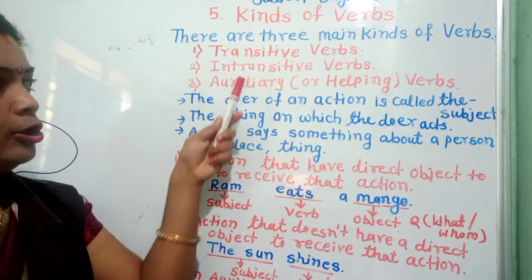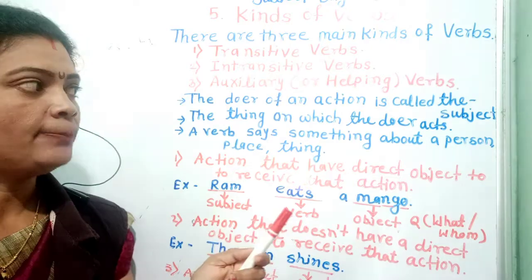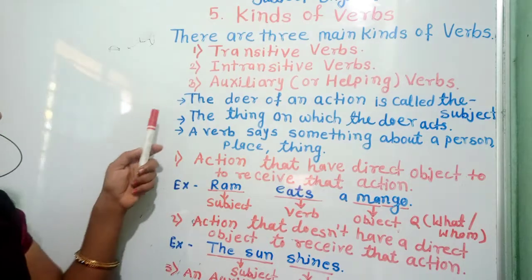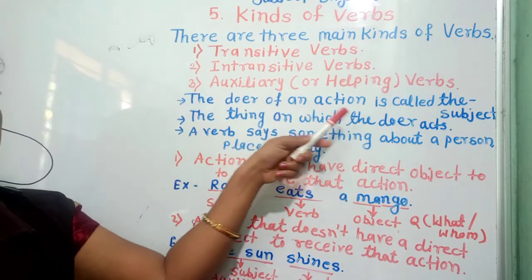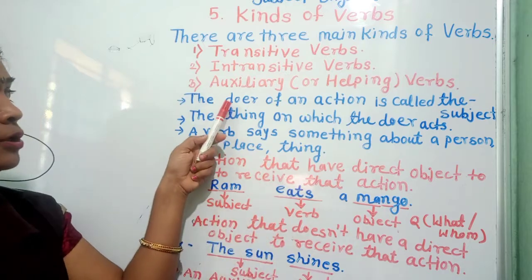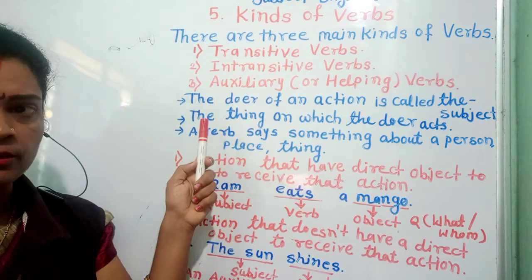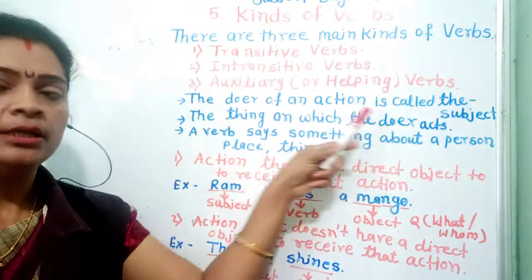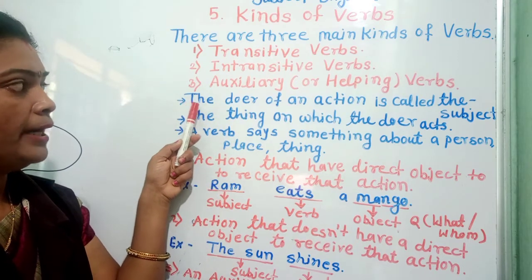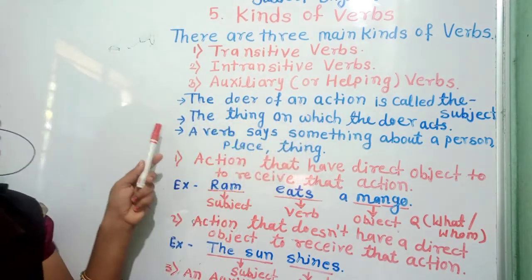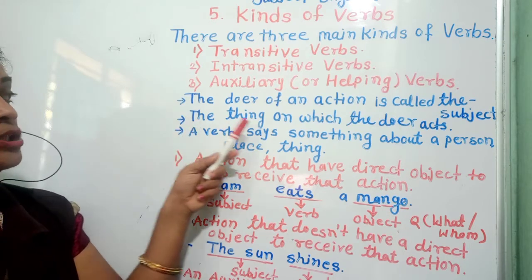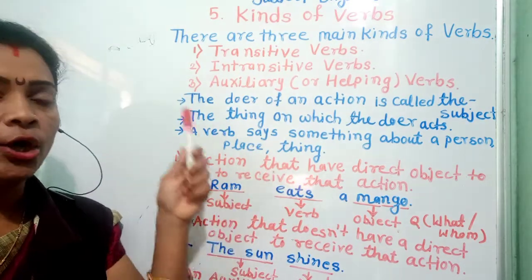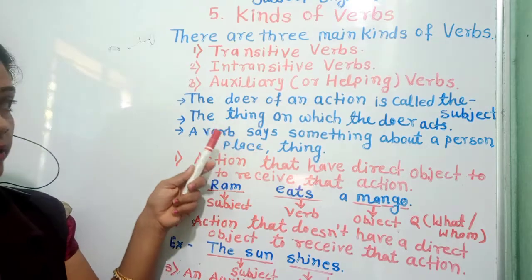Before we start these verbs, we should know the definition of subject, the definition of object, and the definition of verb. Let's see. The doer of an action is called the subject. Doer means who? The person who is doing any action. So the doer of an action is called the subject. Second is the thing on which the doer acts. That means the person who is doing an action on a particular thing, then it is called the object.